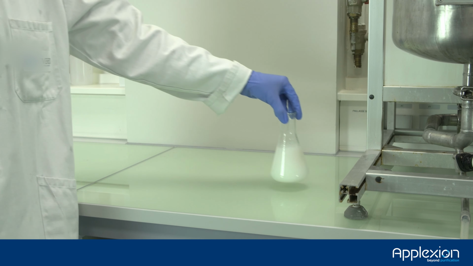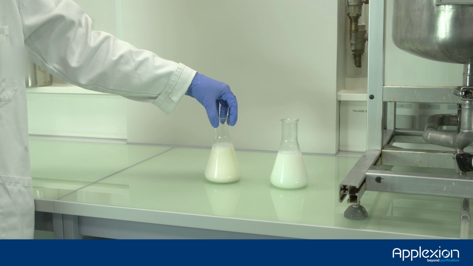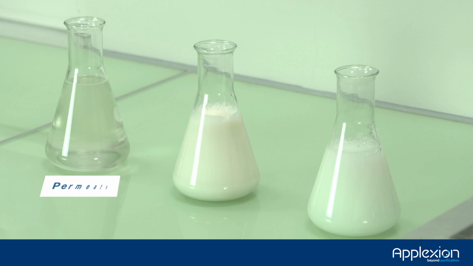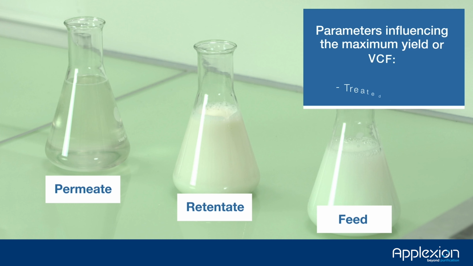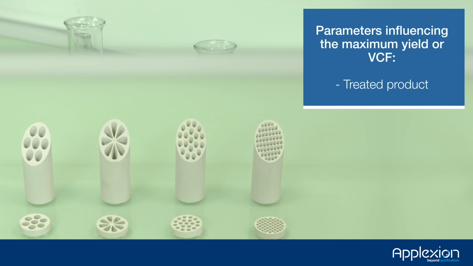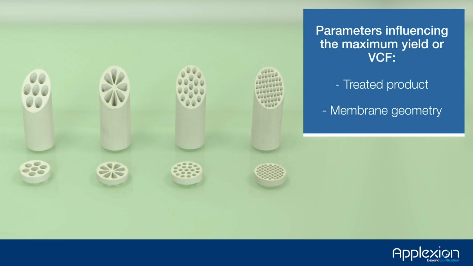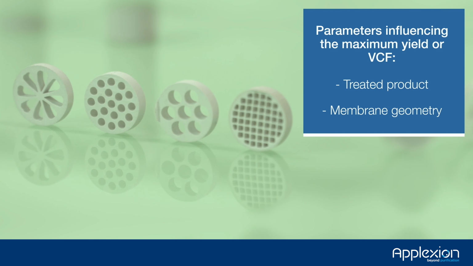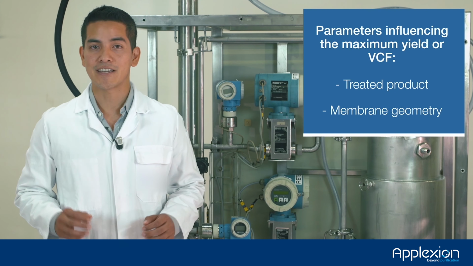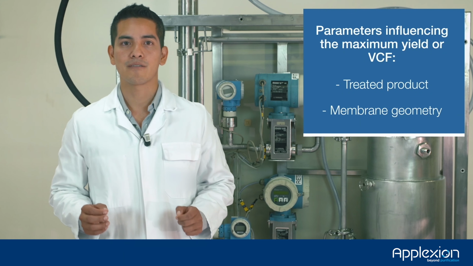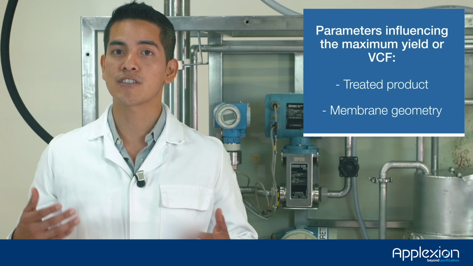How to determine your maximum yield or VCF? This is highly dependent on your application, especially the viscosity of your product and the amount of suspended matter. The maximum VCF you can reach also depends on the membrane geometry. The bigger the channels, the more you can concentrate. The trade-off is a less compact system, resulting in an increased footprint and subsequently higher operating and capital costs. For large-scale systems, it is good to know the maximum yield for the different geometries, as several skids will be working in series.